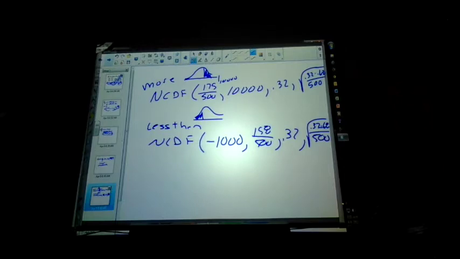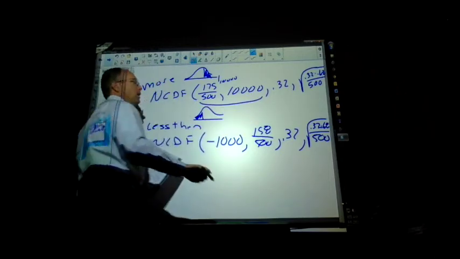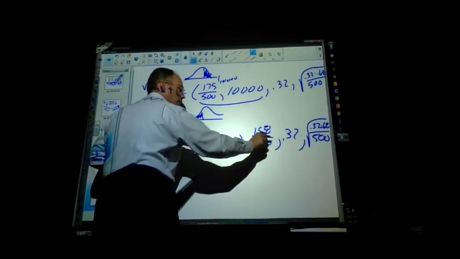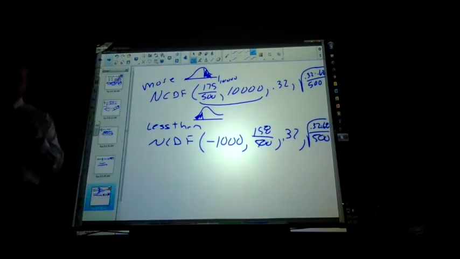I apologize. So, does everyone feel okay with when you're using the NCDF, I don't have to use the Z table at the back of the book and go 1 minus to get to the right, because this would find the area to the right because lower bound, upper bound, and this finds the area to the left because it's lower bound, upper bound. That's what we're looking for.